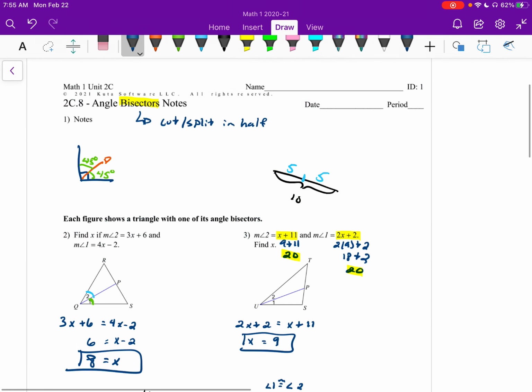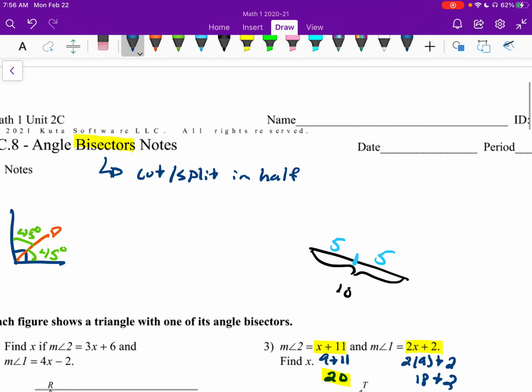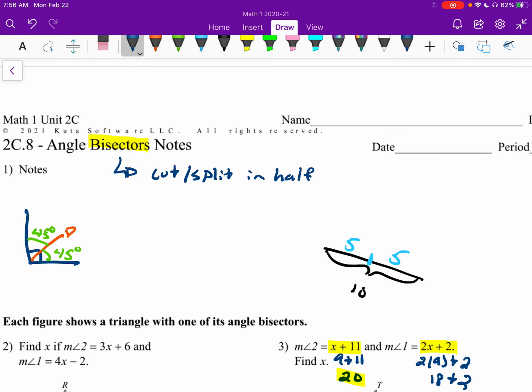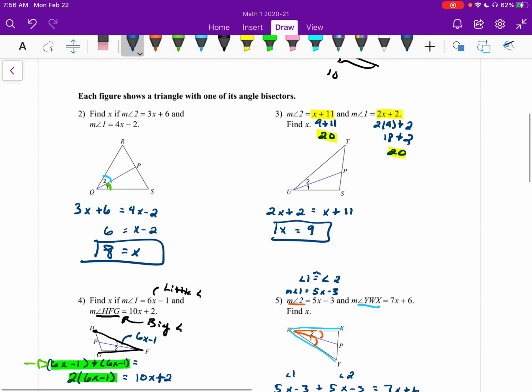All right, let's look back up here for just a second. The bisector, to bisect something, means to cut or to split it in half, right? So remember the two pieces that we have now, the bisected pieces, are equal to each other. That's something to know. All right, that's it.